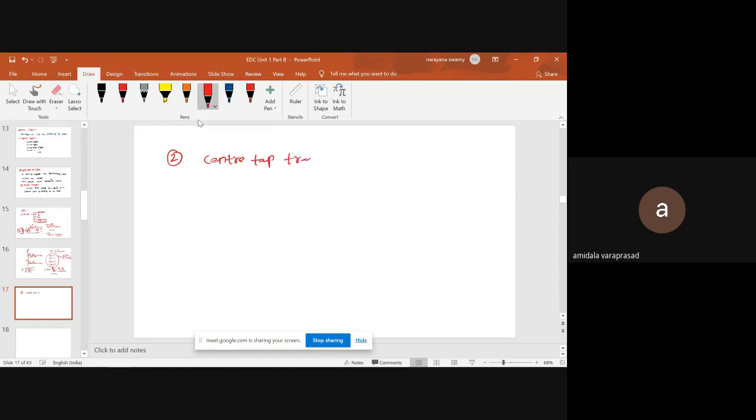And next one, second type, same: center tap transformer full wave rectifier. For this one also they can ask operation, EDC, IDC, VRMS, IRMS, efficiency and ripple factor. These all we need to find. Same like that, bridge wave rectifier also.